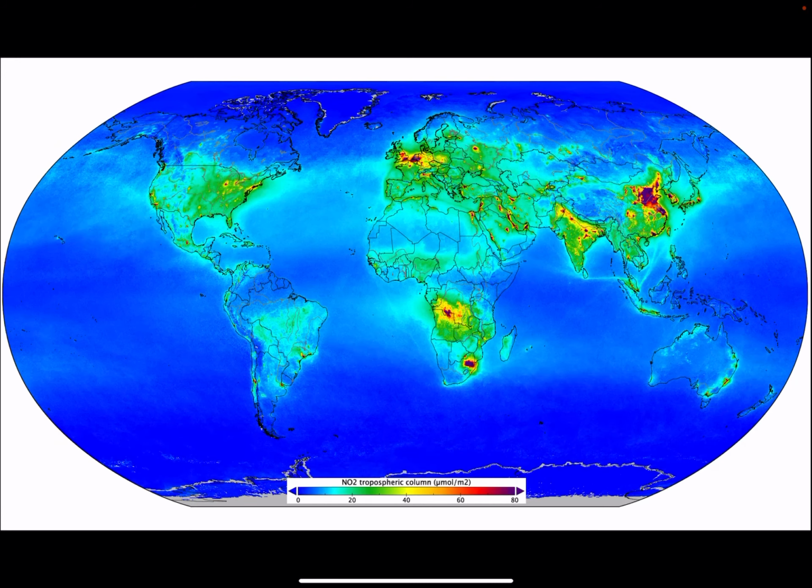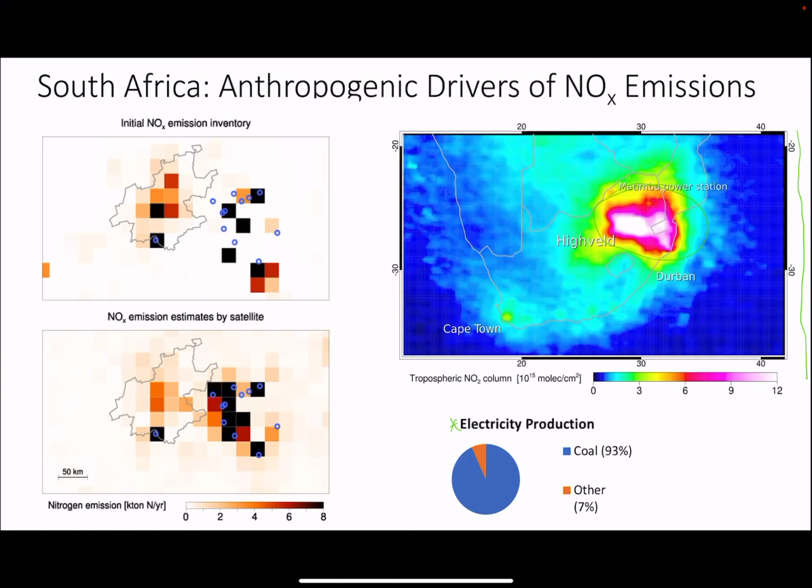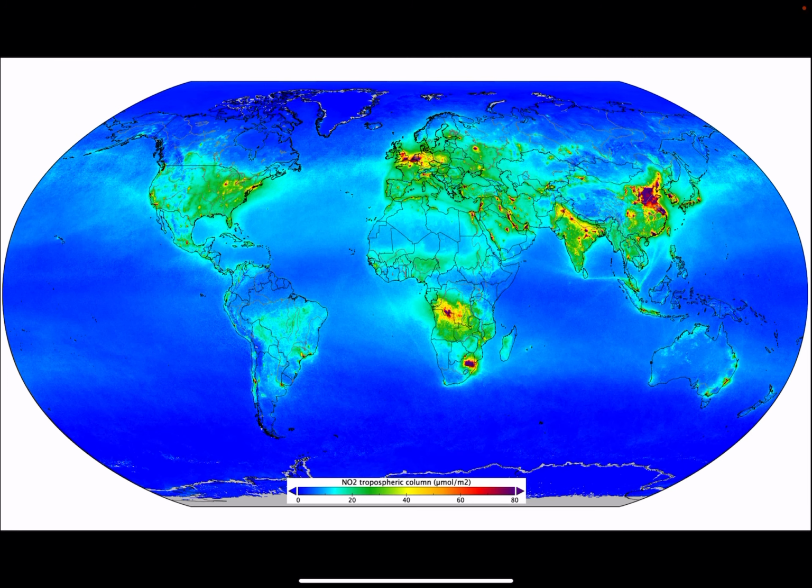This is an image from the Tropomi satellite. So NOx emissions are understood in two ways, the first being bottom-up emissions inventories, and that's what is shown here on the top. So that's where you say, we know we have these various sources, we know what their activities are, and we use some emissions factor, and we calculate how much NOx emissions there should be.